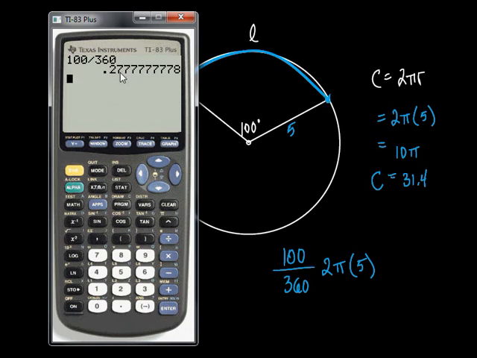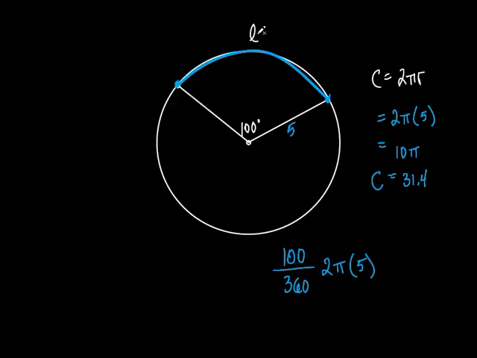What you're doing is you're walking around. 100 degrees would be about 27 or 28, or around 28% of the whole entire circle. That's what that number is giving you. And then you take that number and you multiply it by, let's say, 2 times 5, which is 10. We can do that in our head. And then times pi, which would be this number right here. And you get an answer, and it's around 8.7. So the length would be about 8.7.